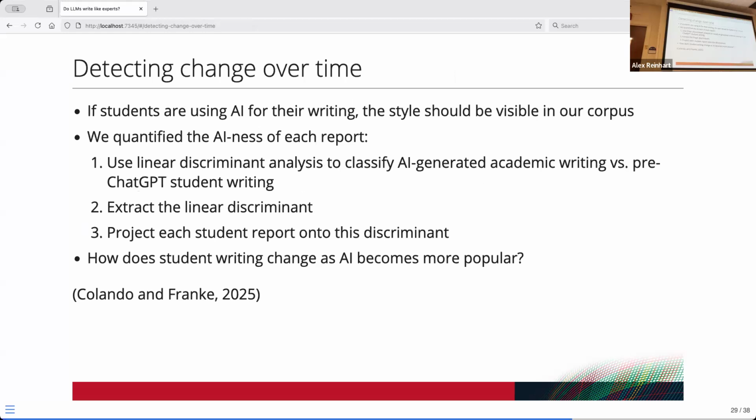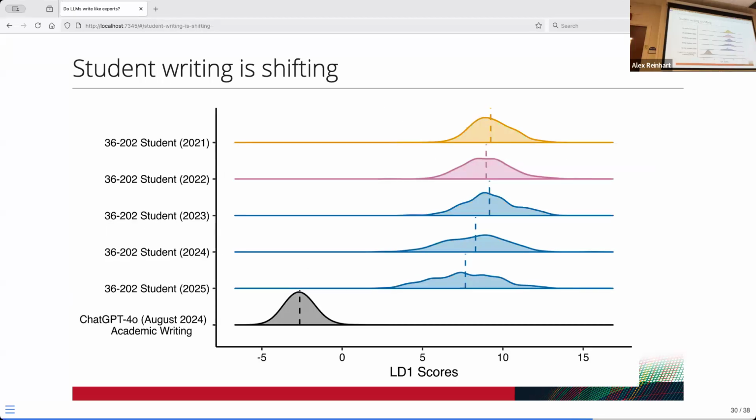So what we did, well, actually 2 of our PhD students did, is they took AI-generated academic writing and pre-ChatGPT student writing, so like 2020, 2021, and did a simple linear discriminant analysis of just those 2. That gives you a linear combination of features that separates the academic AI writing and the student writing before there were LLM tools. You can then, with that linear combination, project every new report onto that same dimension and see where it lies. And you can ask, okay, what changes over time? So here we have the distribution of that score in 2021 and the distribution among ChatGPT generated academic writing from the Happy corpus.